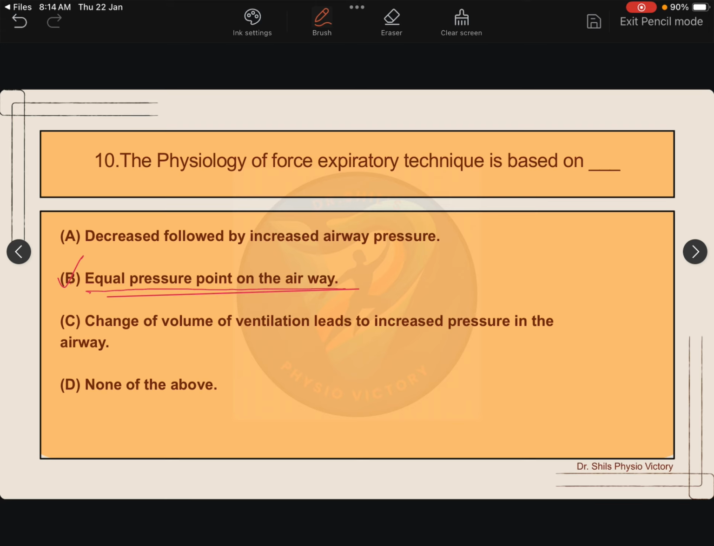During forced expiration, basically airway pressure is equal to pleural pressure at a point. This actually helps to move secretion centrally.